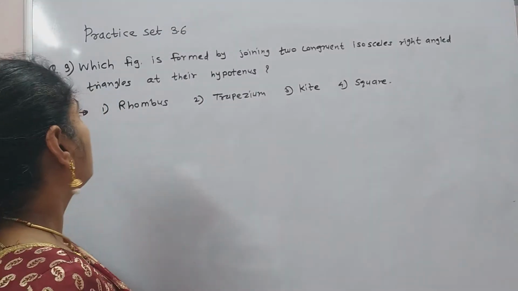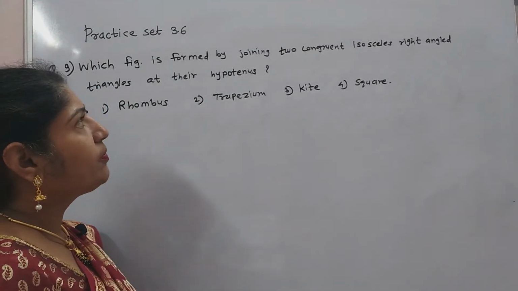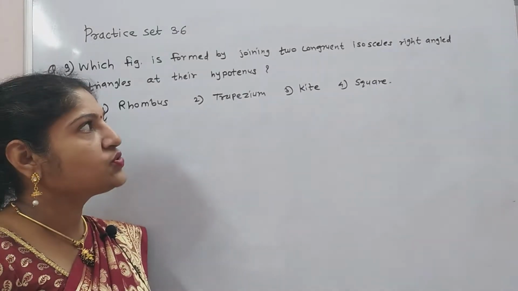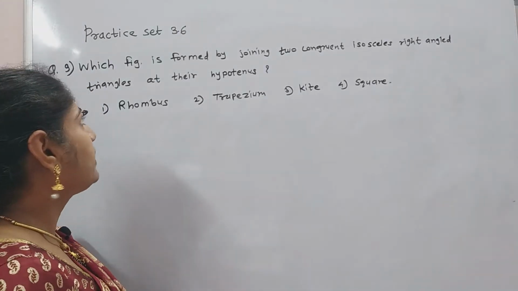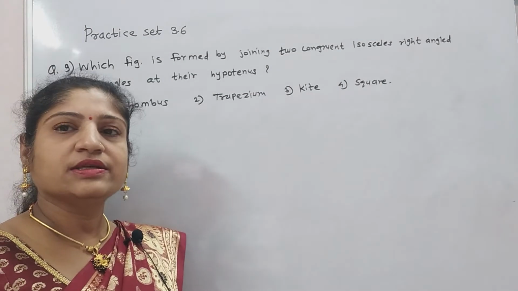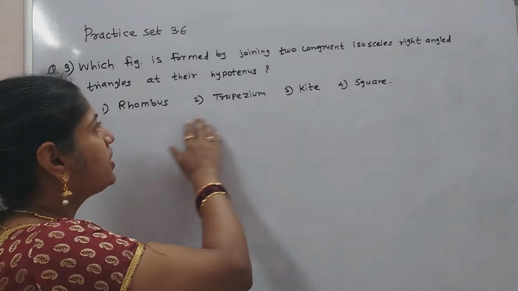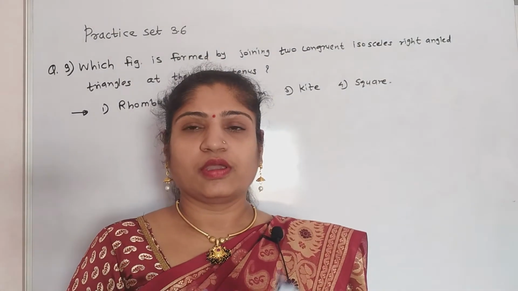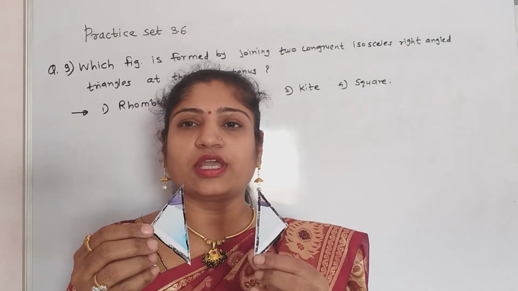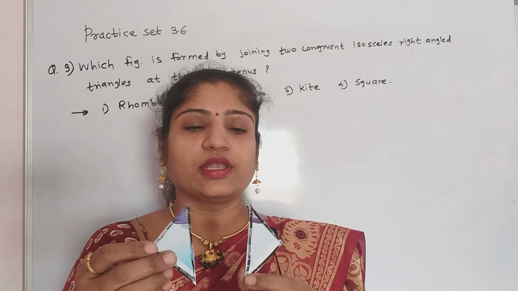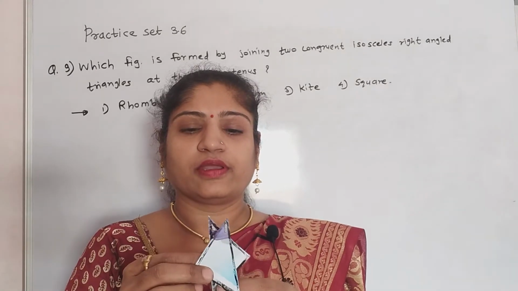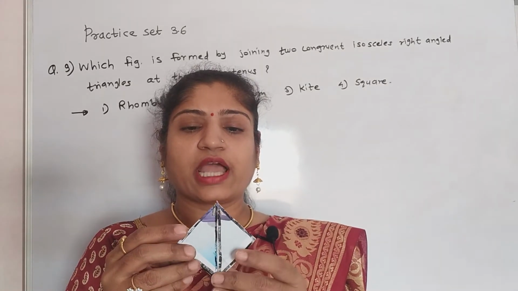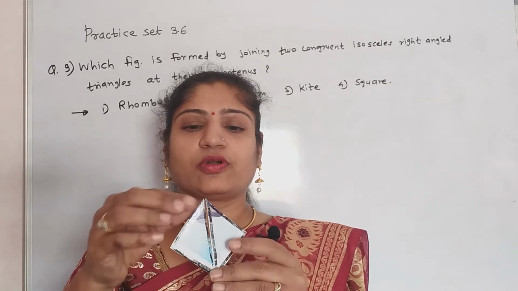Next question. Which figure is formed by joining two congruent isosceles right angle triangles at their hypotenuse? The options are rhombus, trapezium, kite and square. Here are two isosceles right angle triangles. If we join them at the hypotenuse, which figure is formed?